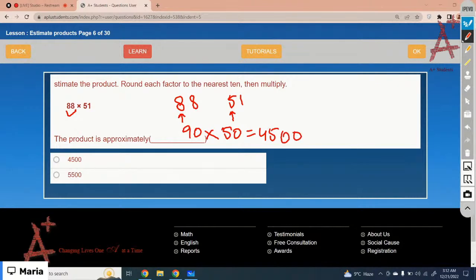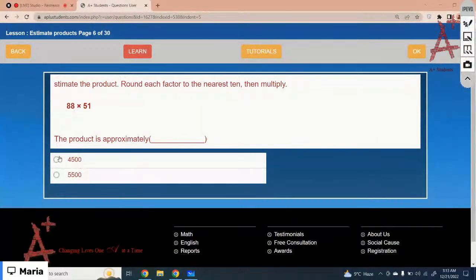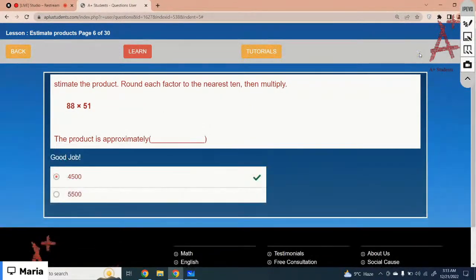Got it? So the correct option is 5500. Just select the correct option, then click on the OK button. Got it? Okay, you can complete the test by yourself later today.